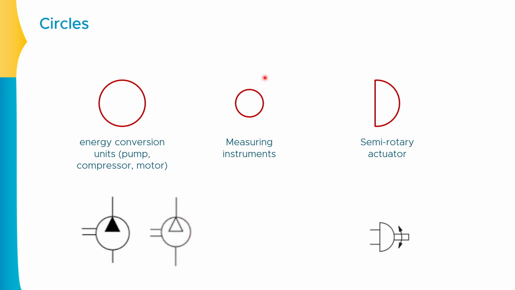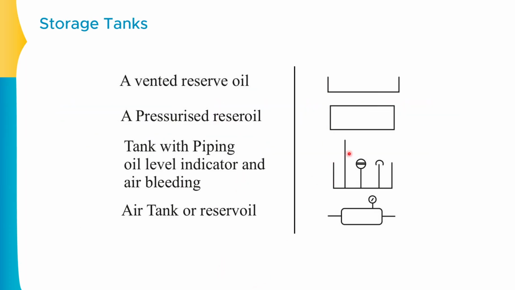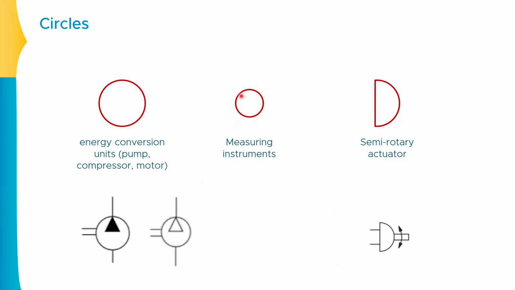The second set of symbols is the smaller size symbols. Now the smaller circles are actually showing the measuring instruments. We actually understood in the last slide, these are the measuring instruments. This is the oil level indicator, this is an air bleeding system, this is not a circle. Then this is the pressure gauge. So these all are the symbols which are actually available inside a small circle. So the smaller circle will actually represent the measuring instrument.